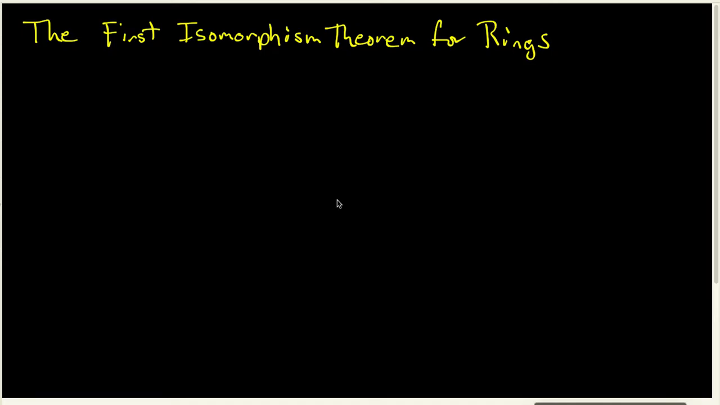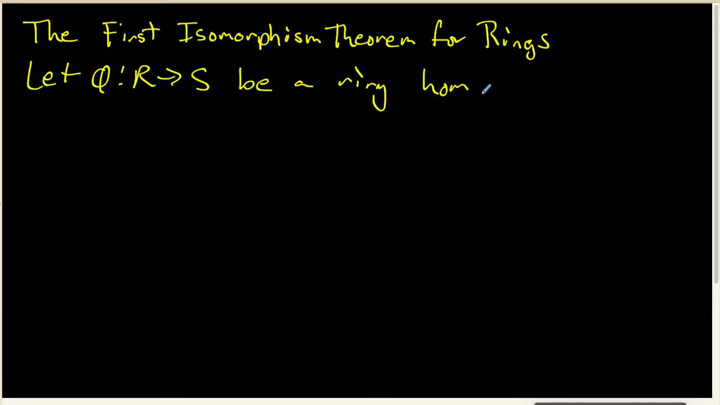In this video, we're going to be looking at the first isomorphism theorem for rings. And the first isomorphism theorem states the following. We're going to let phi be a ring homomorphism from R to S, and we're going to let I be the kernel of phi.